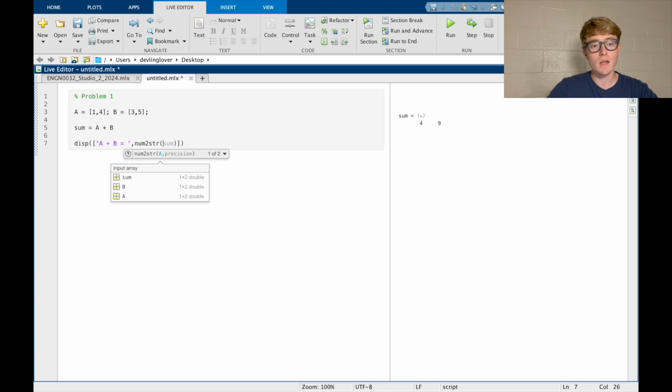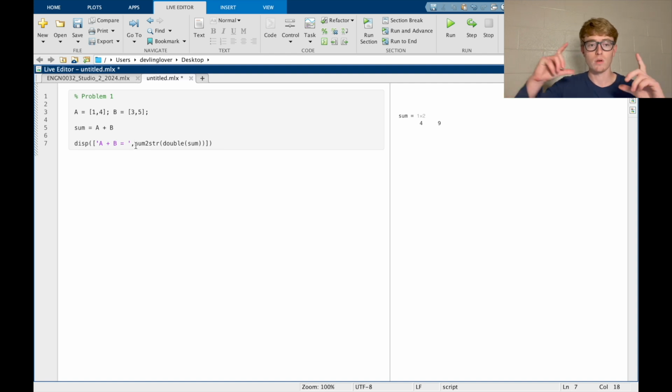So num2str is one, so I can convert a numeric value to a string. So I'm going to pass in sum. And another thing that I do is I'll specify the precision that I want. So I'll put double and then pass in sum. So I have double and I pass in sum, which specifies the precision and data type that I have, because sometimes if you have some crazy number here, num2str will not be able to evaluate it. So this keeps that from happening. So I always just do num2str, double, and then whatever it is that I want to display. That's always the format that I use in this disp function.